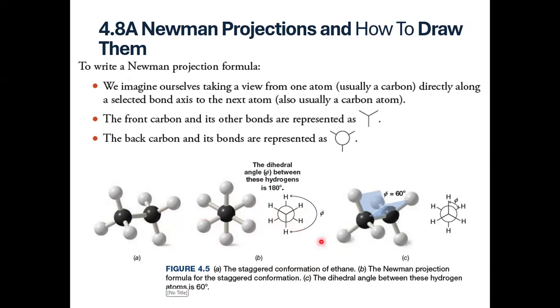And here is our Newman projection of our ethane. Okay, and letter C depicted here is a dihedral angle between this hydrogen here and its adjacent hydrogen. It's 60, the dihedral angle between the adjacent atoms.